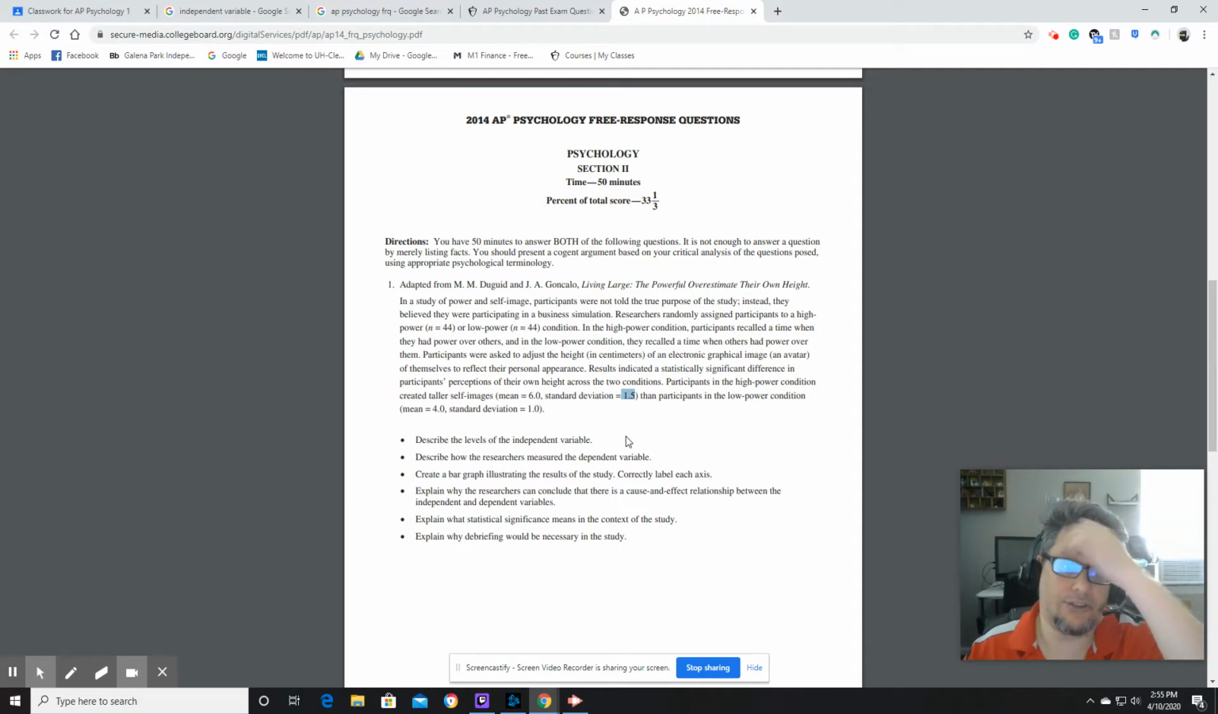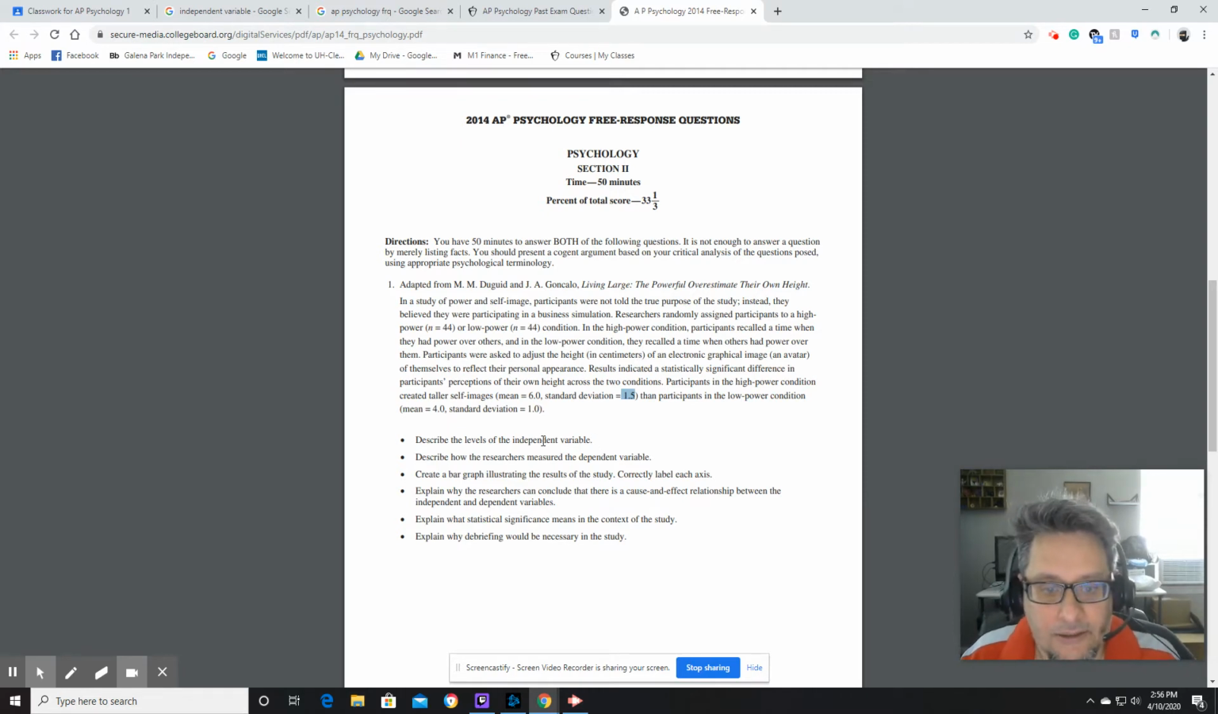Standard deviation just means the majority of people fell within 1.5 centimeters of the 6. Then participants in low power conditions made their avatar 4 centimeters taller. And the standard deviation there was a little bit less. It was 1. So pretty much everybody picked between 3 and 5 in that case.